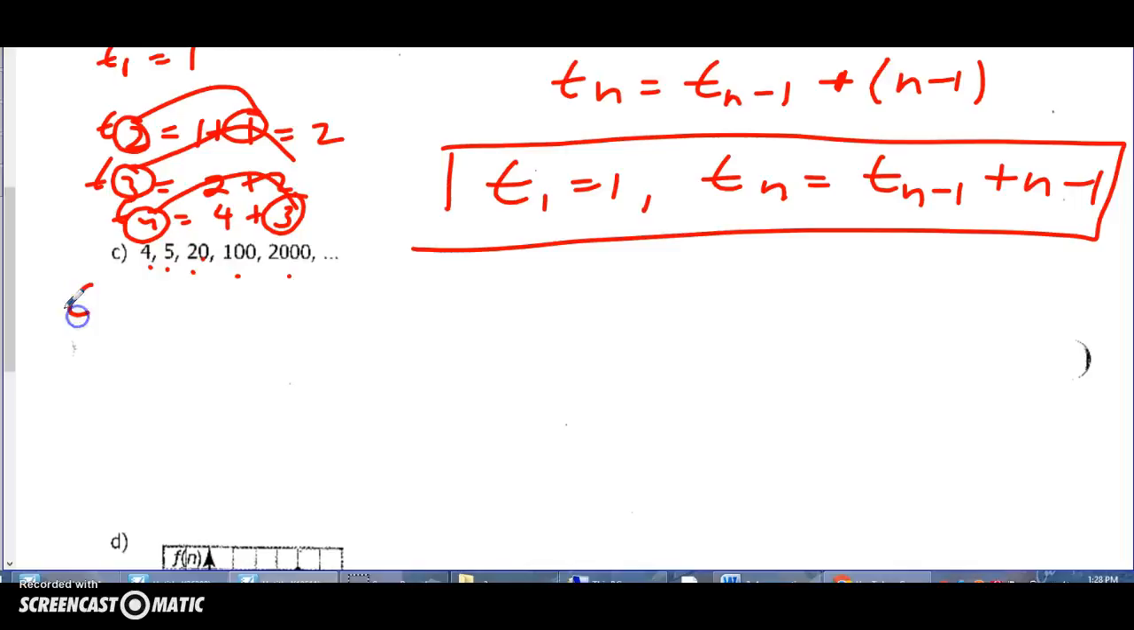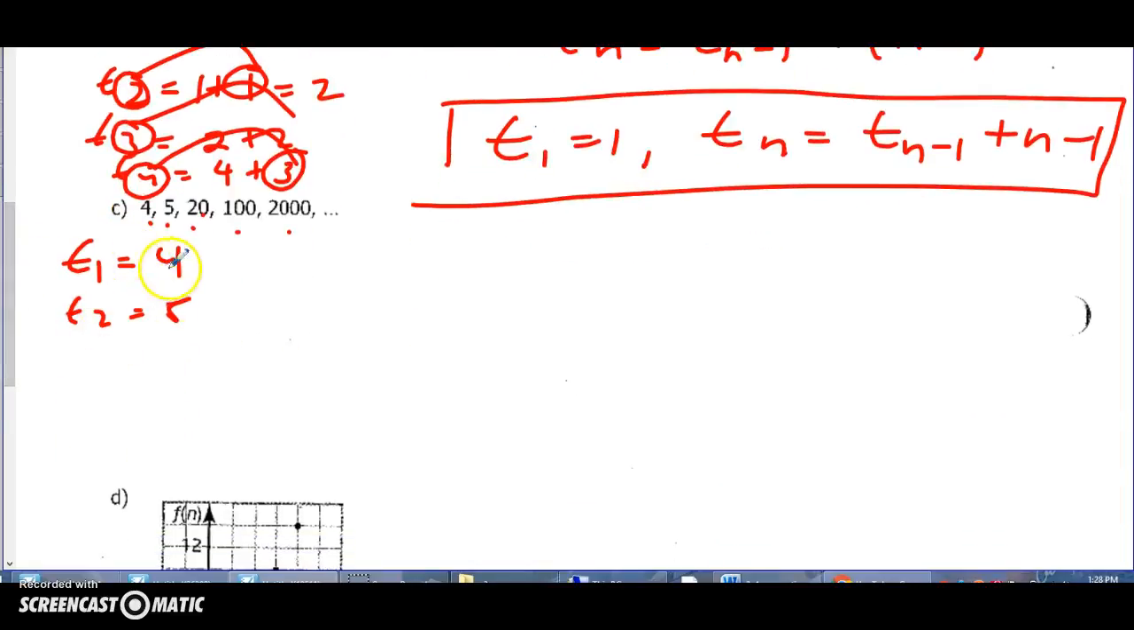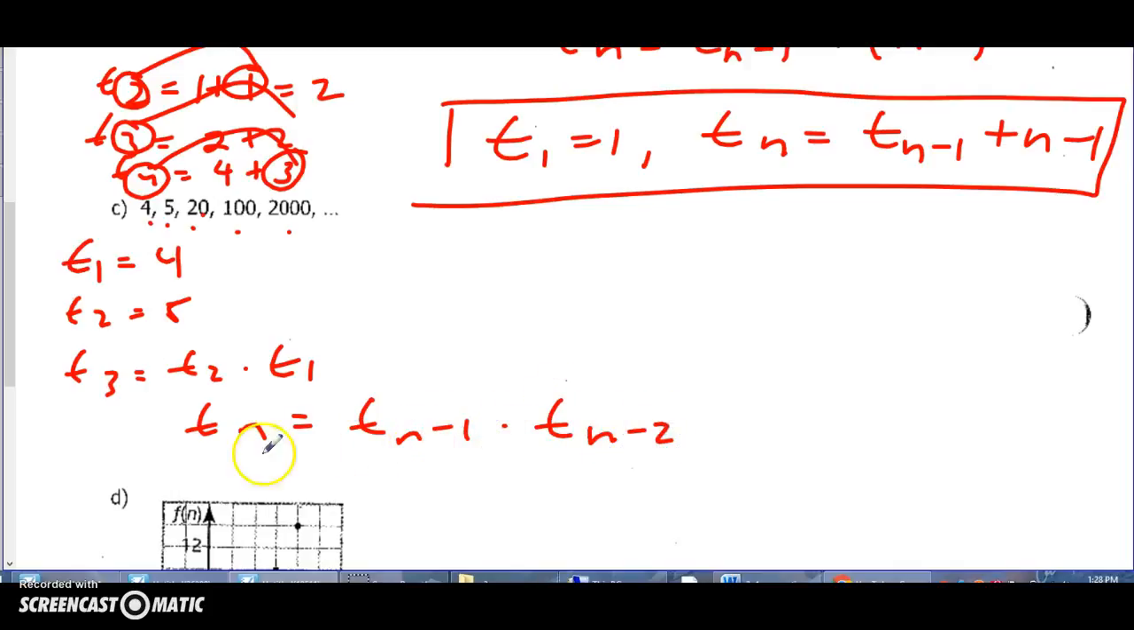So what I'm working out here is that T1 is 4, and T2 is 5. I can't get T2 out of the blue, so it's a little different than the other one. It's based on the two terms in front of it, so I need the first two terms, 4 and 5. And then to get term 3, I take term 2 and multiply by term 1. In general, Tn is the value of the term in front of it multiplied by the term in front of that one. So Tn is equal to Tn minus 1 times the term in front of that.